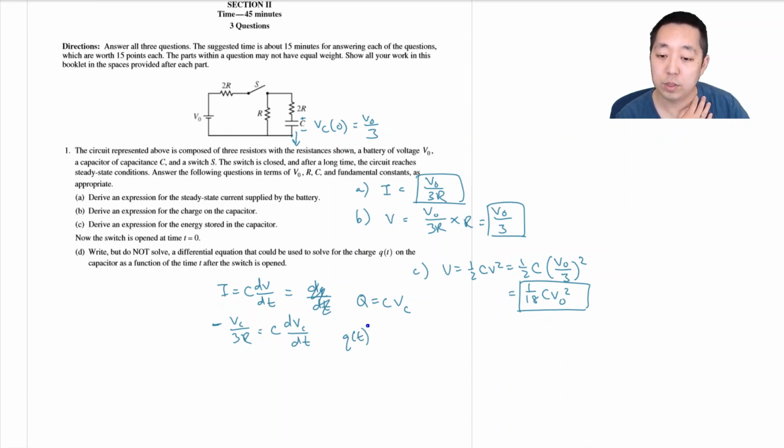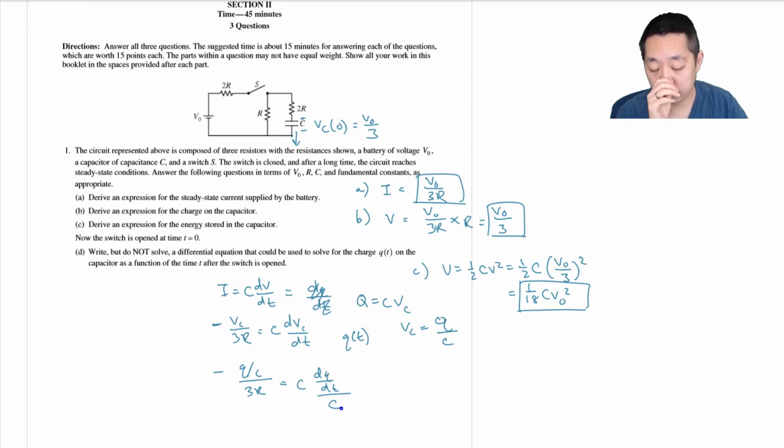I don't know if you would set up a differential equation in terms of Q. I guess you could replace VC with Q over C, right? So I could do negative Q over C 3R is equal to C dQ. Well, dVC dt would be dQ dt, all of that divided by C also. So those C's would cancel. It's sort of a linear proportionality. Yeah, so I would just get negative Q over 3R is equal to C dQ dt.